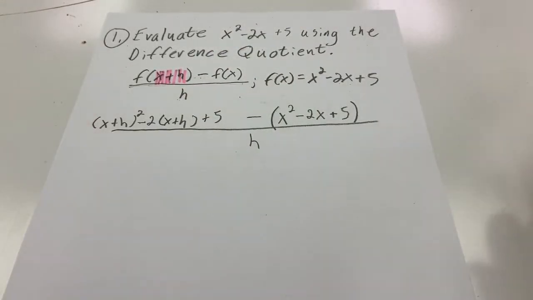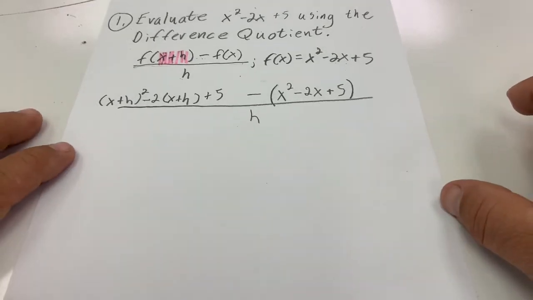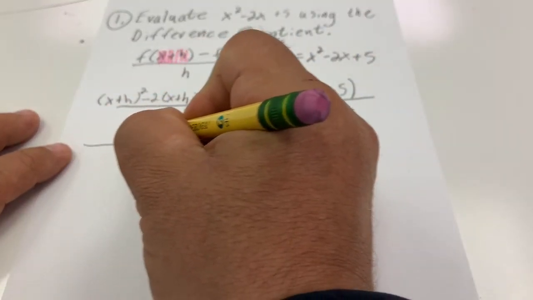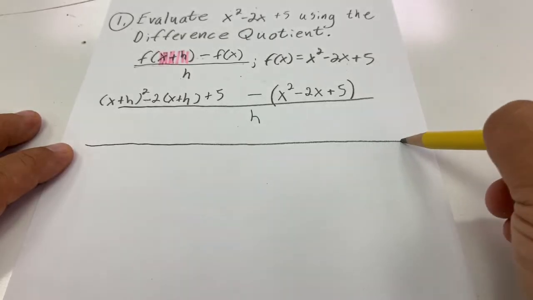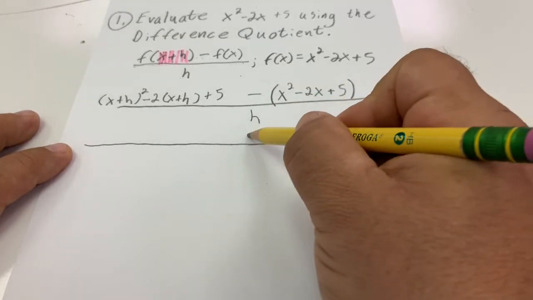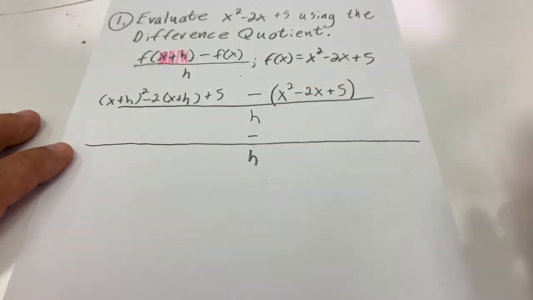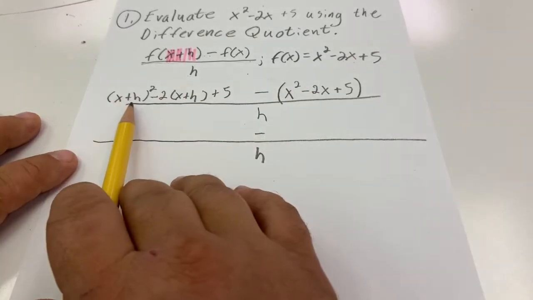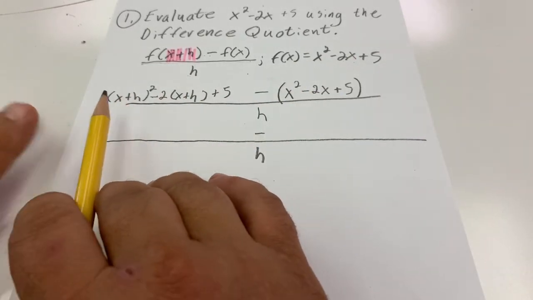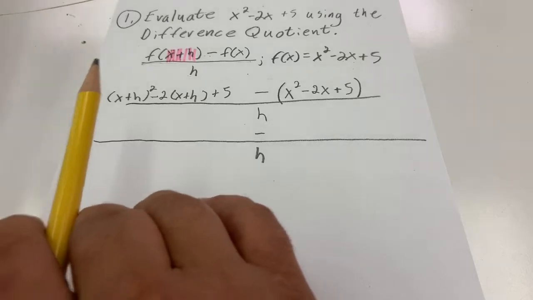Now, in order to evaluate it, I have a lot of algebra to do. So I want to set it up. I want to draw another big division bar with the minus sign over h. And now I have to expand out x plus h squared. Does anybody remember what x plus h squared equals?